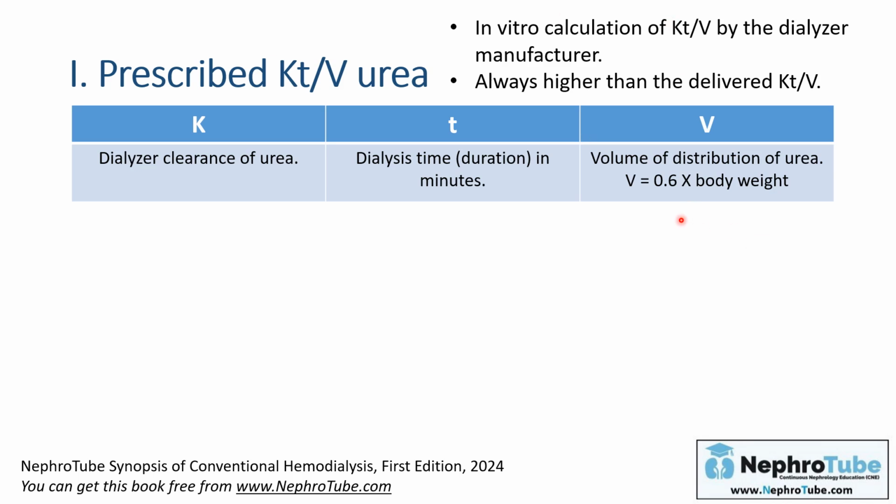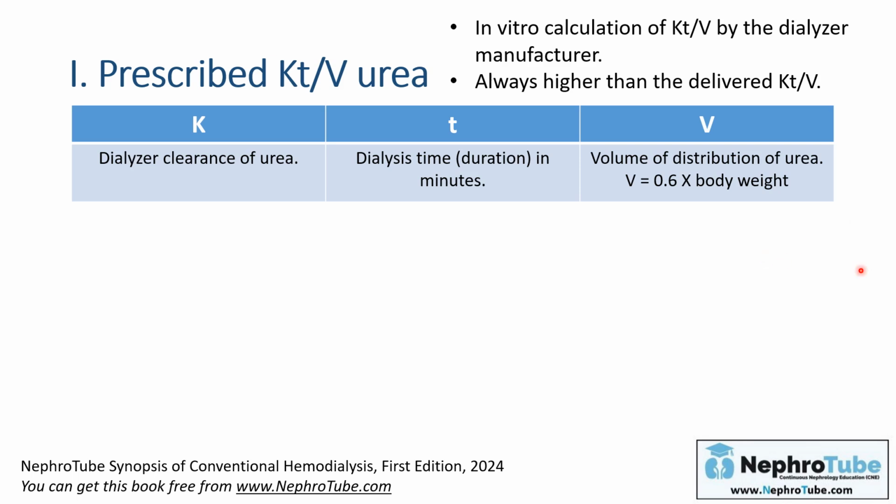The volume of distribution of urea, how to calculate it? V, volume of distribution of urea, equals 0.6 times body weight. You can see that the volume of distribution of urea equation is the same equation we use to calculate the total body water.